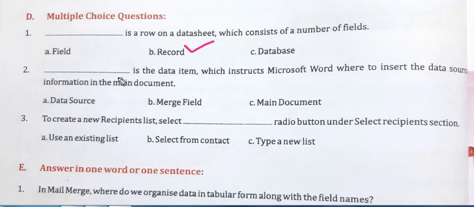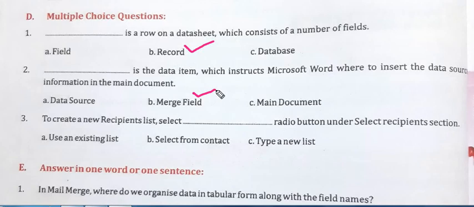Now next, dash is the data item which instructs Microsoft Word where to insert the data source information in the main document. So merge field, obviously we know, to merge the main document with the data source, we use merge field, right? So in a document where you want to insert the names of different clients or something like that, it is merge field.